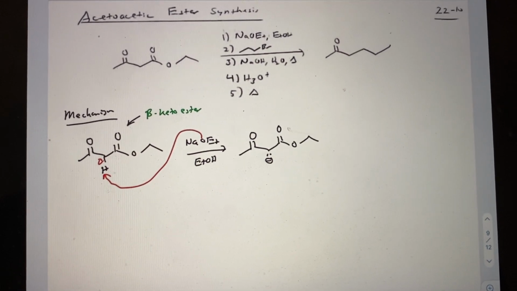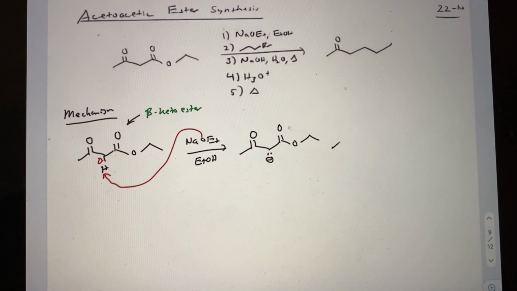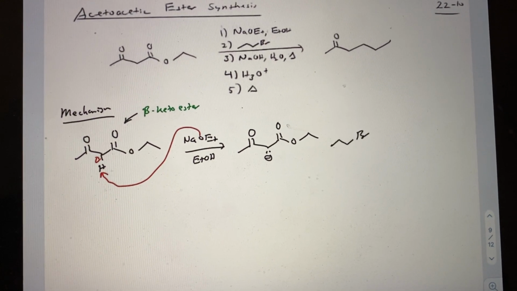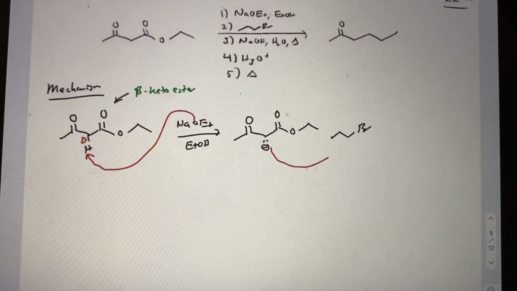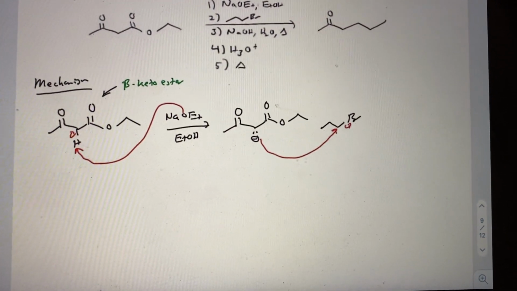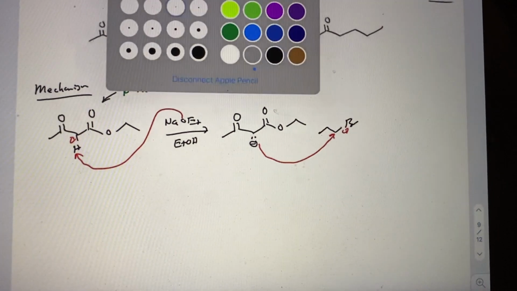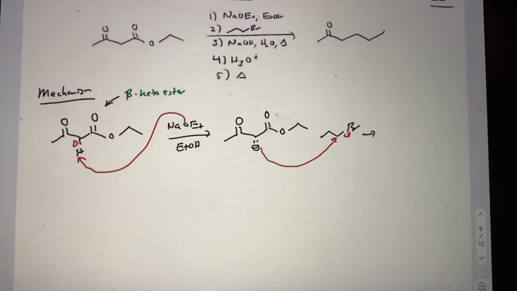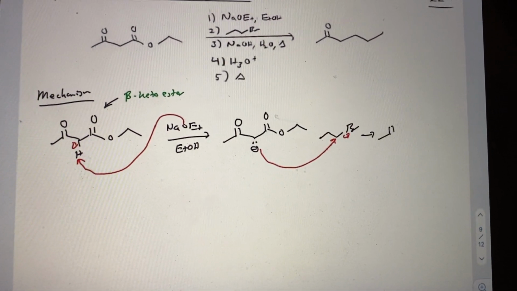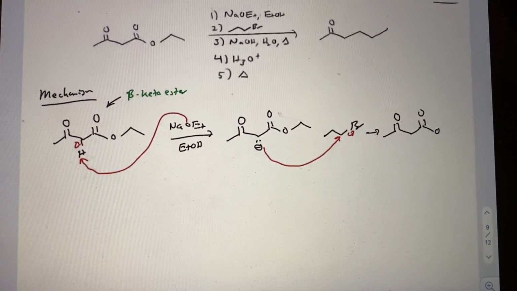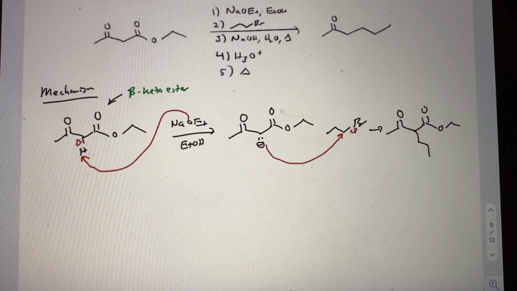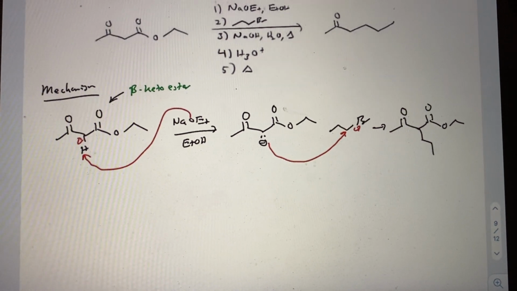But now for this reaction, our next step is, looks like we have this bromoalkane. So in an SN2 reaction, you can kick out the bromide. So this is alkylation. We're forming a new carbon-carbon bond. 1, 2, 3, down below.